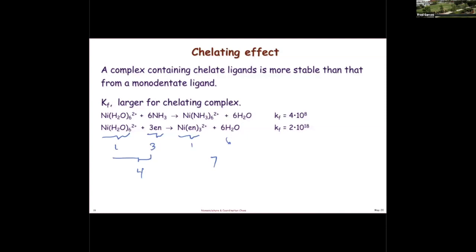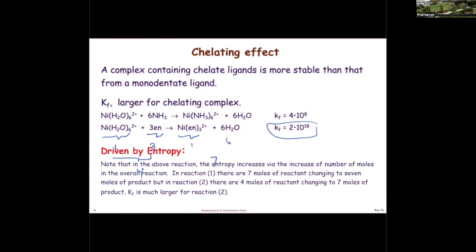Well, that's why chelating reactions are very efficient, because when we go from reagents of 4 to products of 7, it has a big entropy effect. And look what happens to the equilibrium constant, the formation constant. It goes from 4 times 10 to the 8th to 2 times 10 to the 18th. That's very, very favorable in terms of entropy driven. And so those things are entropy driven.